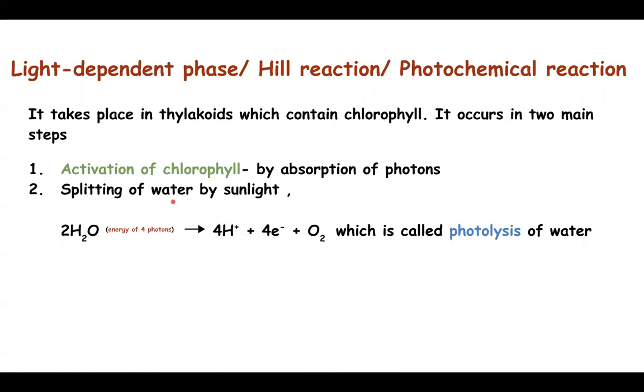Since splitting of water, that means lysis or breakdown of water, is taking place in the presence of sunlight, this process is called photolysis of water. So photolysis means the breakdown of water in the presence of sunlight, and it produces hydrogen ions, electrons, and oxygen gas.